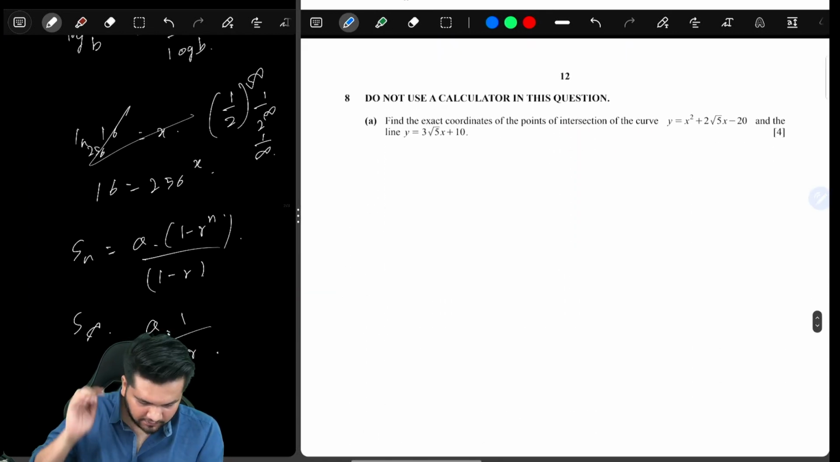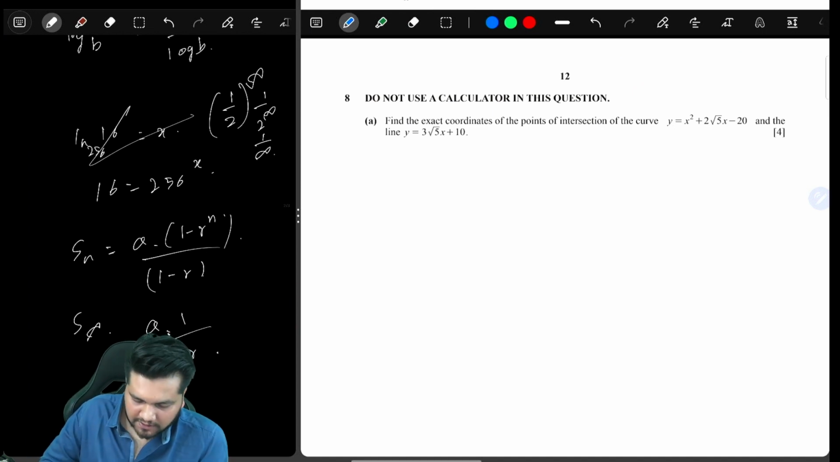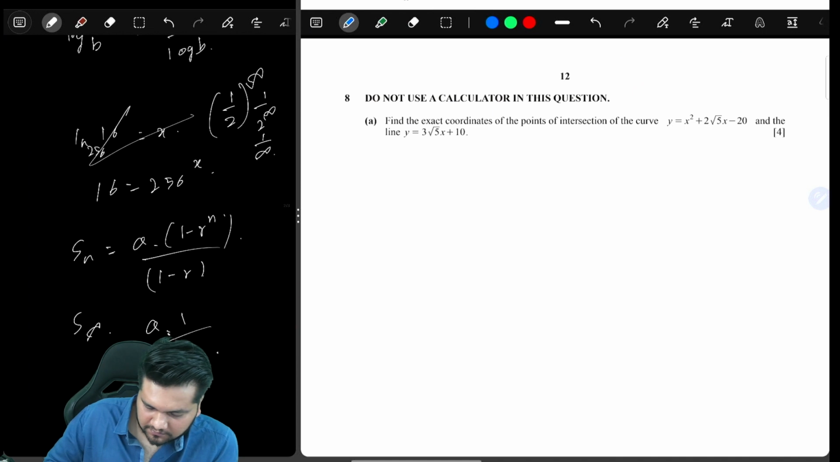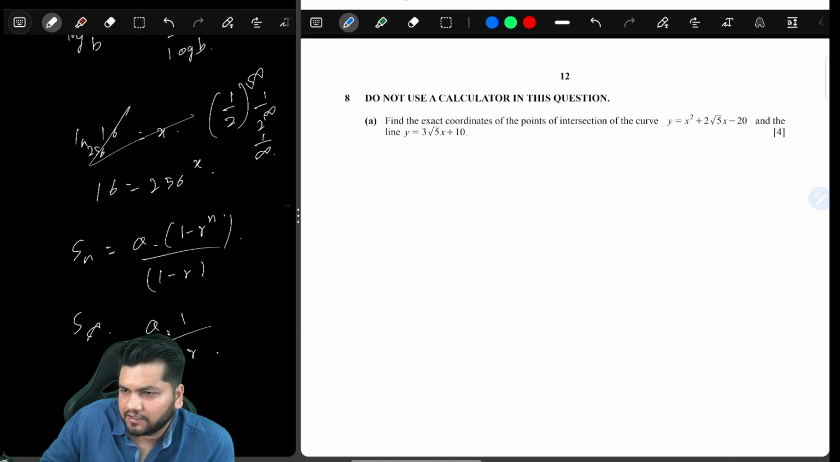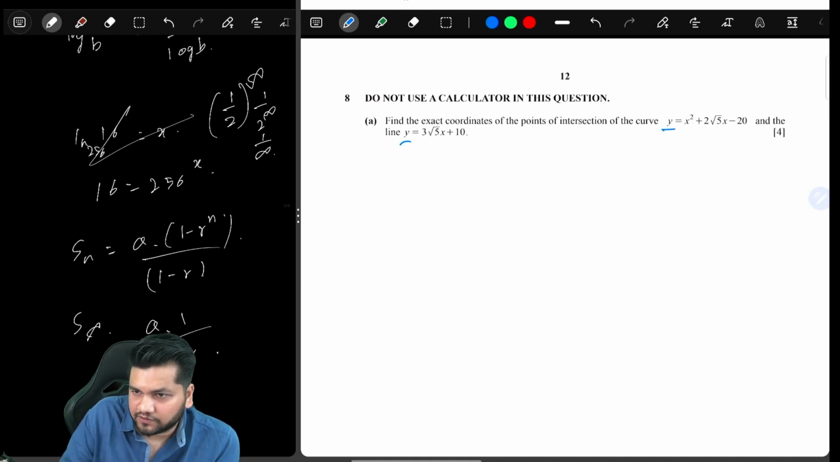Now let's do the eighth one. Find the exact coordinates of the point of intersection of the curve y equals this and the line y equals this. So I think it's a part of indices as well as quadratics. So let's see. Here both y are equal, so at the end you just have to substitute.